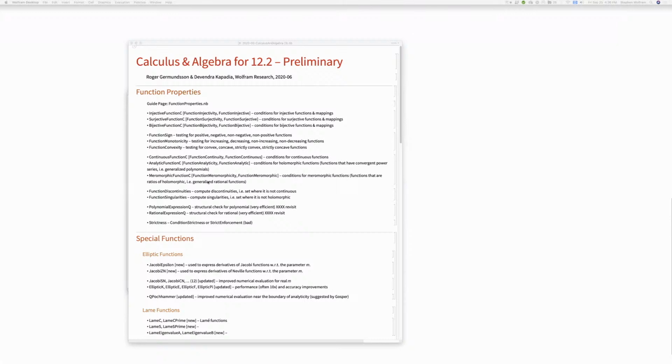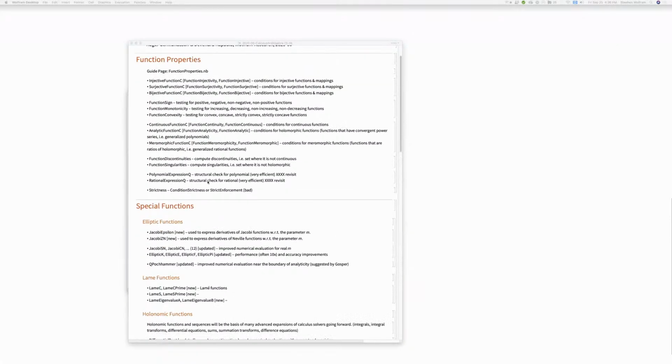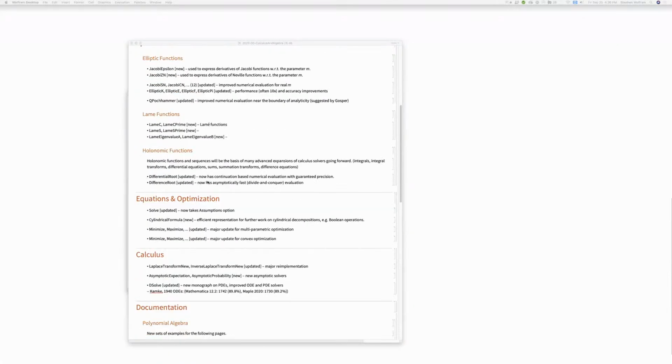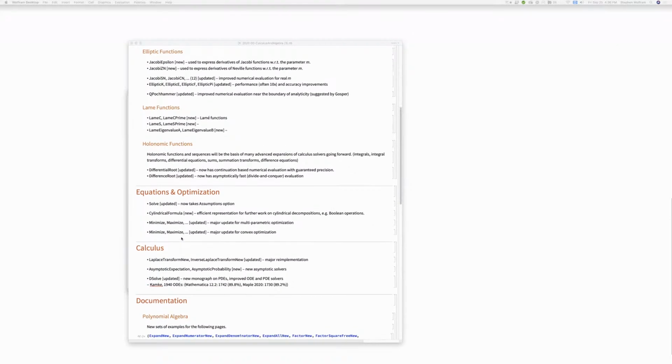If you go down past special functions to the algebra section, we have Adam here today too. We can discuss cylindrical formula, which we didn't get to last time. The other two items are not making it, probably. And there would be no design changes anyway. The minimize, maximize. That's a pity. I mean, we'll see. They'll make it eventually, but maybe not this release.